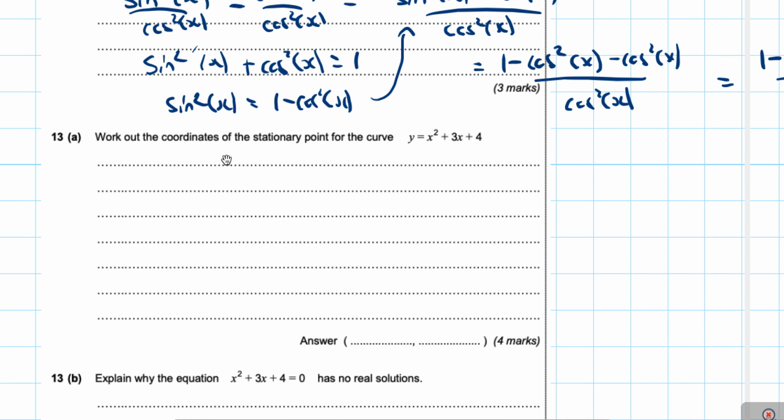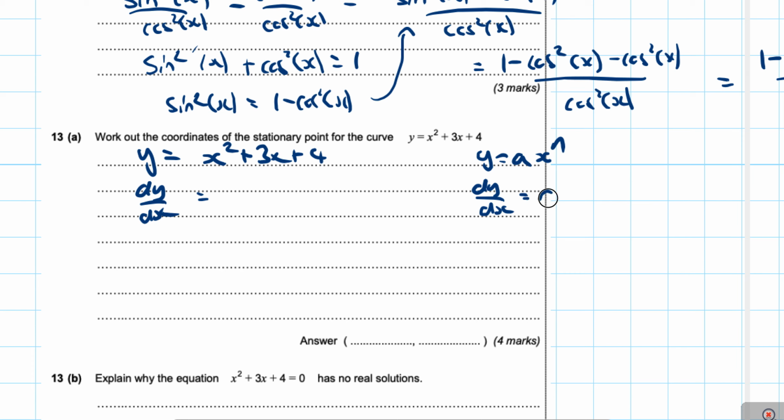Question 13a: work out the coordinates of the stationary point of the curve y equals x squared plus 3x plus 4. So the first thing we want to do is differentiate. Remember the rule for differentiating is we multiply by the power. So if we had y equals a x to the n, then dy/dx is equal to a n x to the n minus 1. So from here, we multiply by the power, so it becomes 2x, then 2 minus 1 is 1, and then 3x just becomes 3, and 4 goes to 0.